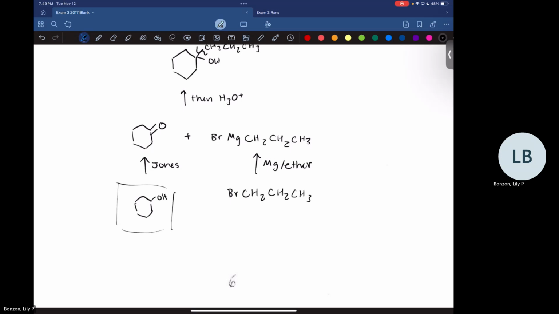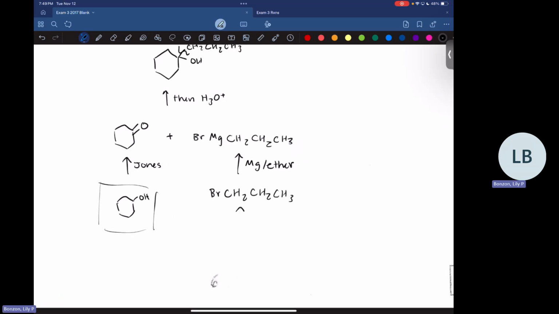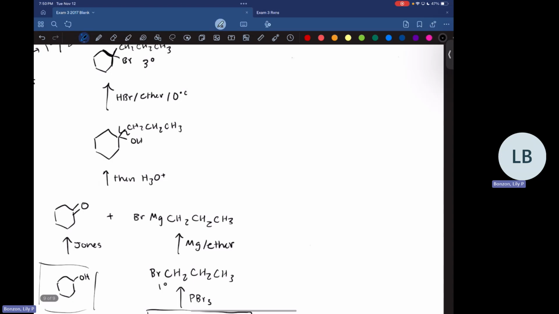So then the other side, we have our Grignard, so we can just use Mg ether to turn that into the halide. And again, we're working with alcohols, so we are going to use PBr3. In this case, we can use PBr3 because this is a primary. And so we're just going to turn that back into the alcohol. And it was 4 carbons or less. This is 3 carbons, so we are good to go with that one.